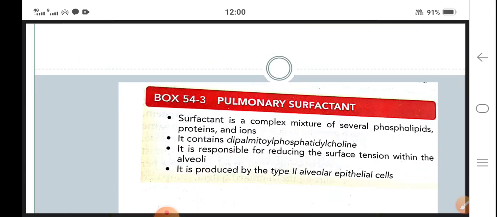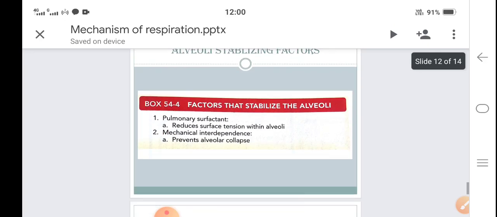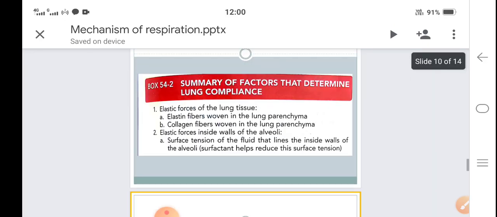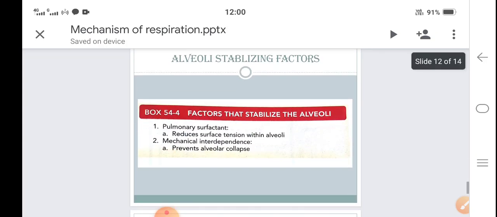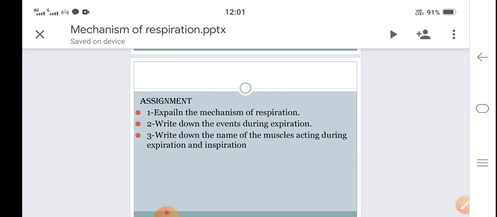These are the pulmonary surfactants. Surfactant is a complex mixture of several phospholipids, proteins, and ions. It contains dipalmitoyl phosphatidylcholine, which is responsible for reducing the surface tension within the alveoli, and it is produced by the type 2 alveolar epithelial cells. These are the few points to remember. This is all about the mechanism of respiration.